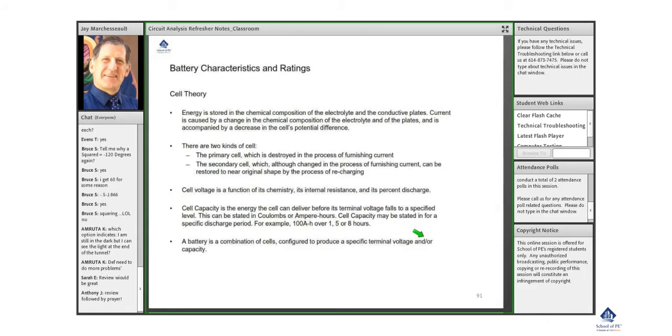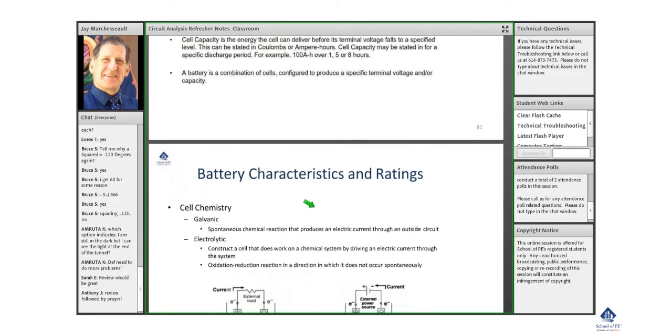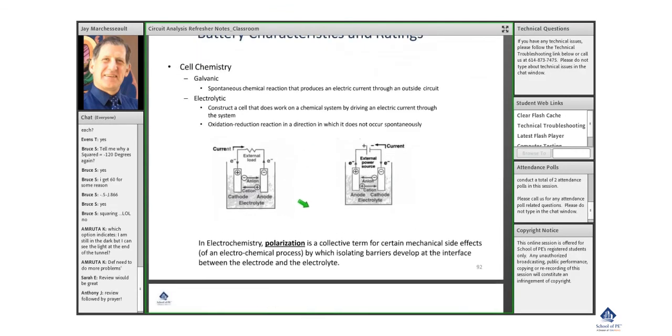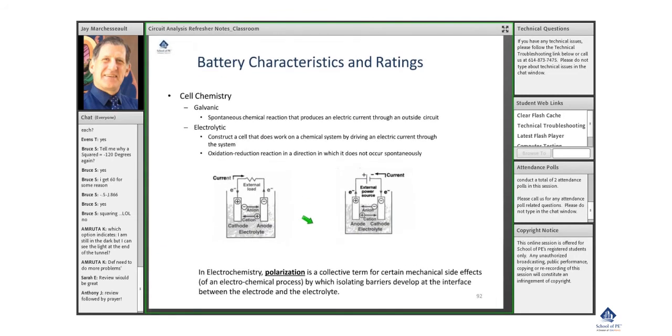The battery is a combination of cells configured to provide a specific terminal voltage or capacity. So for example, the lead-acid batteries produce about 2 volts per cell. So I don't know if anybody here recalls the 6-volt batteries, but they would have 3 cells. You could see them on the top of the batteries. That's because they were taking 3 2-volt cells and putting them in series to give you a 6-volt battery.